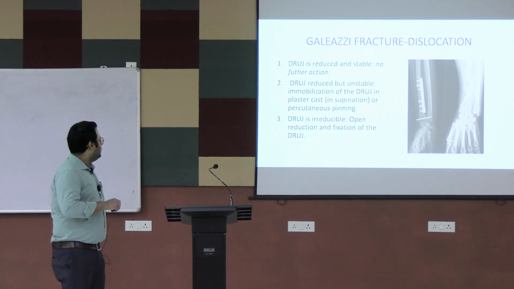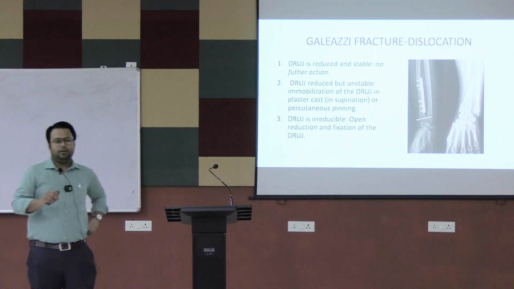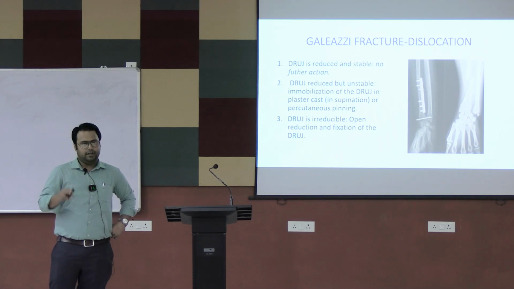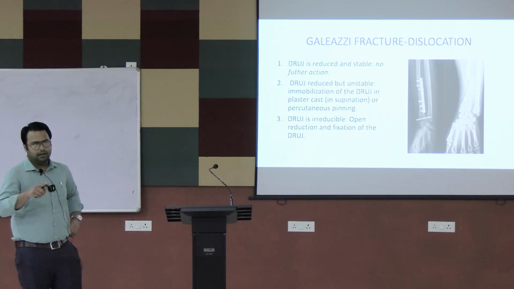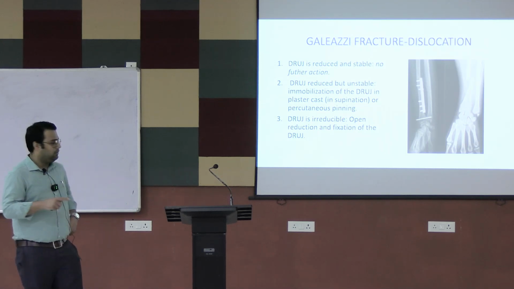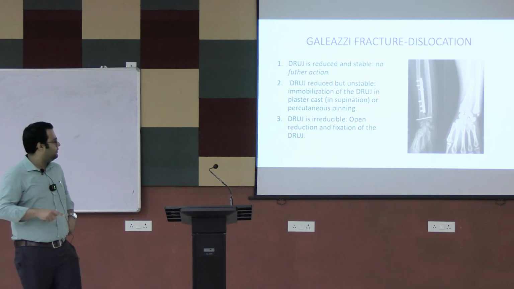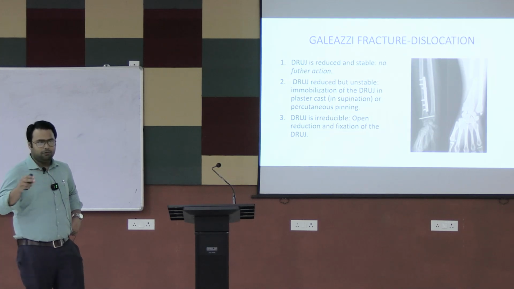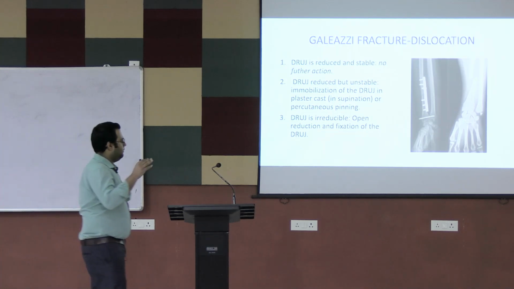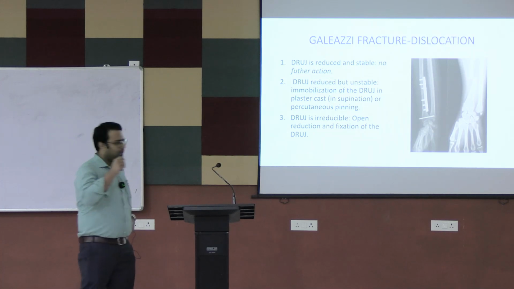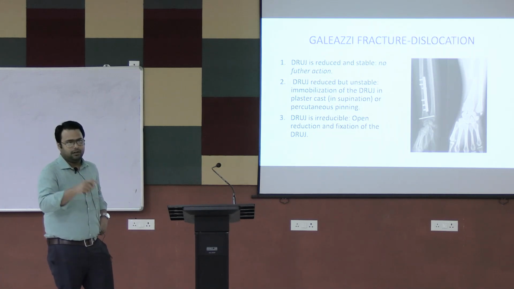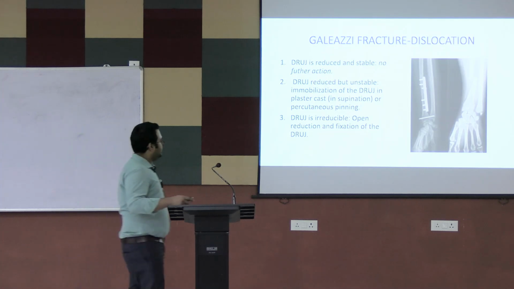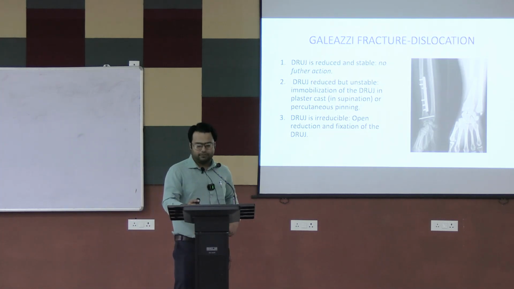Okay. The last one is if the distal radioulnar joint is irreducible, that means even after maintaining the proper length and anatomy of the fractured radius, the ulnar head is still dislocated. In this case, we do an open reduction and fixation of the distal radioulnar joint. We need to open up the distal radioulnar joint, remove all the stuff that is preventing the proper reduction, put the ulnar head back into place and fix it with the K-wire. Okay. So I think this is mostly everything that you need to know about fractures of the forearm.